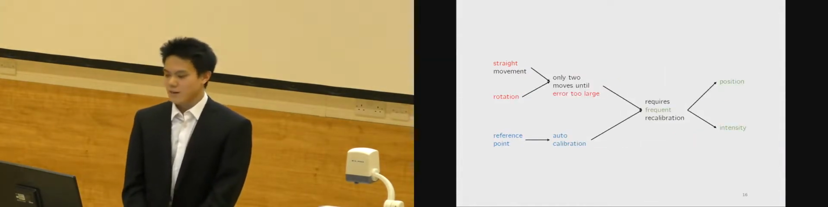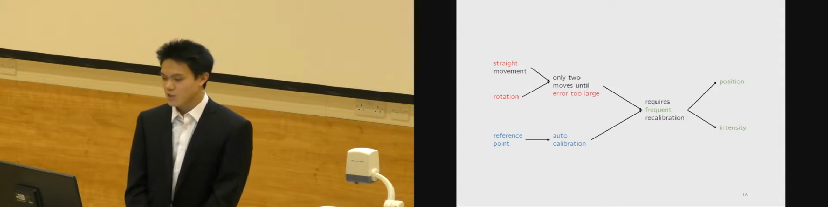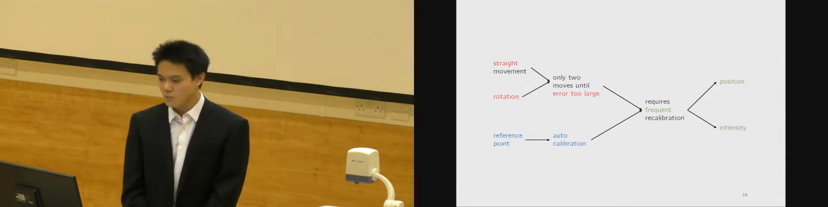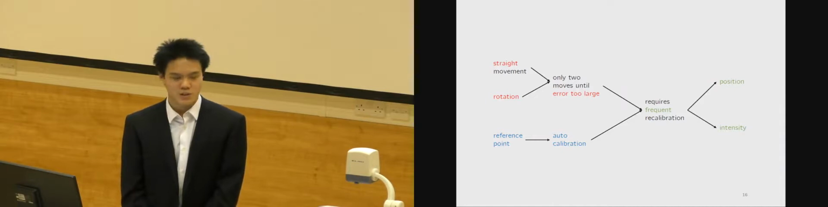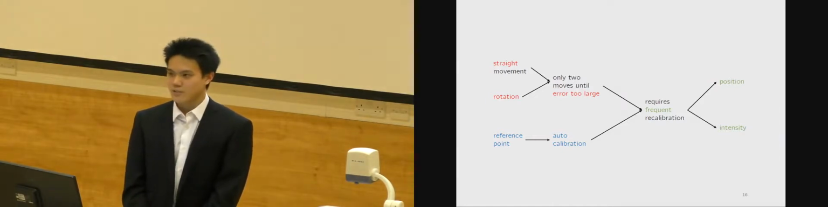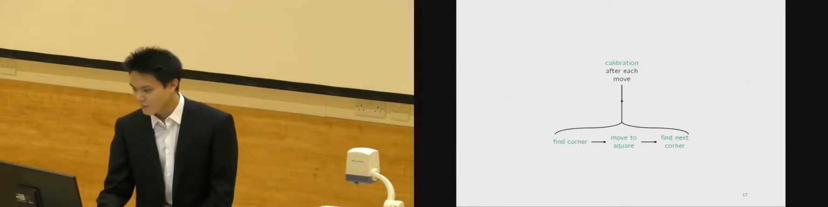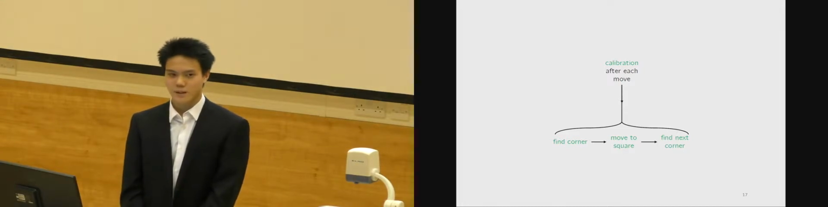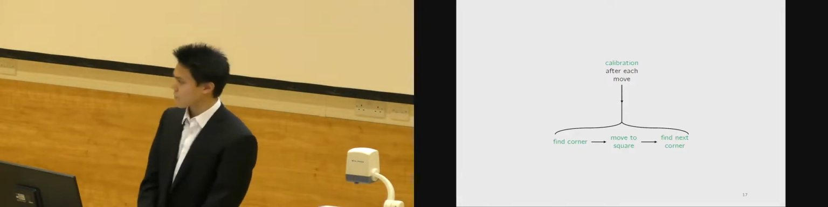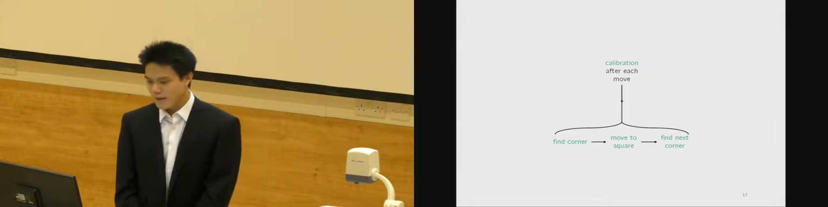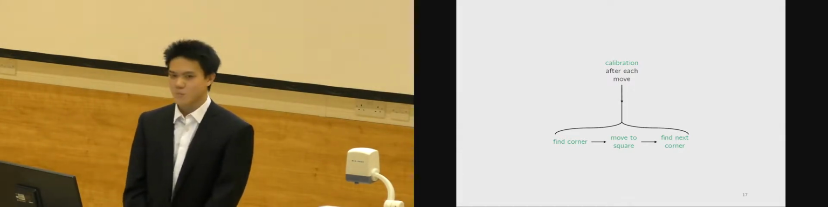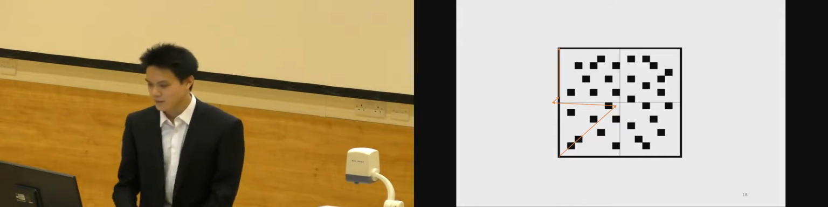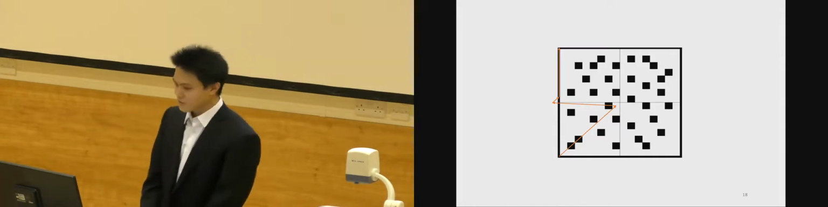We then found that the robots needed frequent recalibration because after two moves of the robot, the error became so large its position was no longer accurate. We needed to recalibrate its position as well as its intensity. We thus developed the following routing algorithm. We would find a corner, and then we would move to a square, whilst mapping out all of the intensities, before we went back and found the next corner. This is illustrated in this diagram.